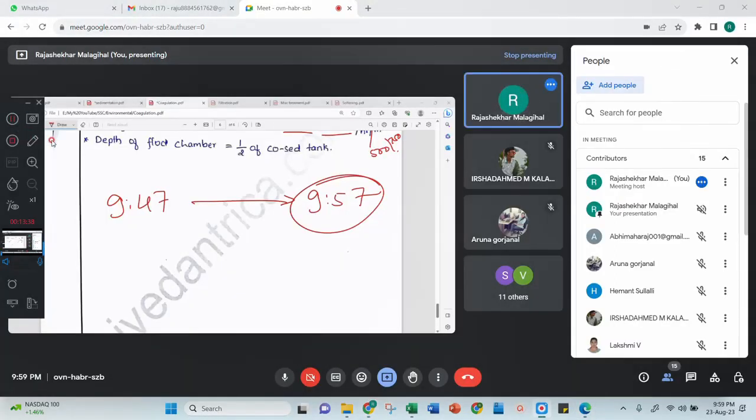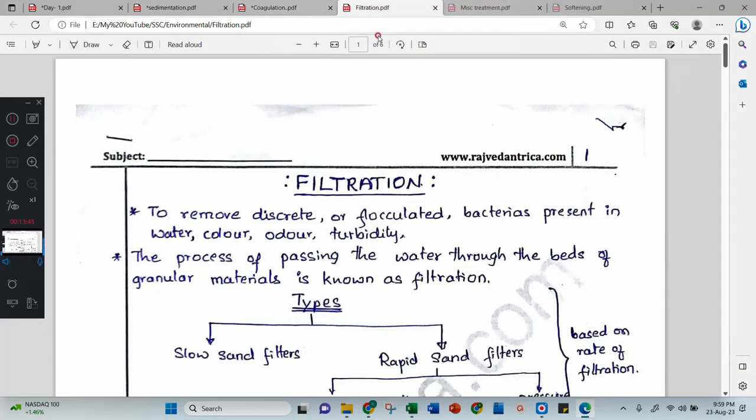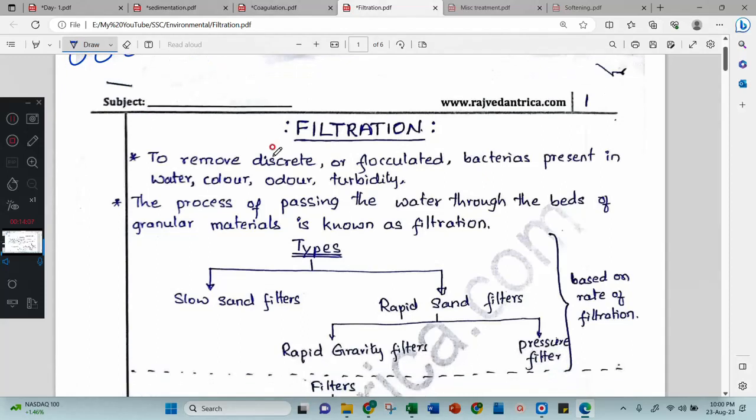Welcome, all. Now the next chapter, filtration. Until now we have concentrated on the big particles like trees, bushes, big stones and all. Later we concentrated on small particles, and after that on colloidal particles. Now we will go still smaller than that. Filtration is to remove discrete or flocculated particles, bacteria present in the water, and color, odor, turbidity. These all will be removed in one method, that is called filtration.